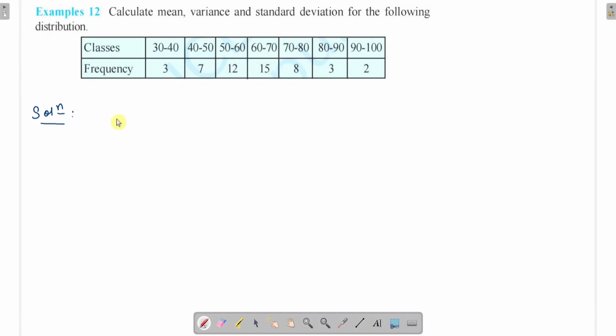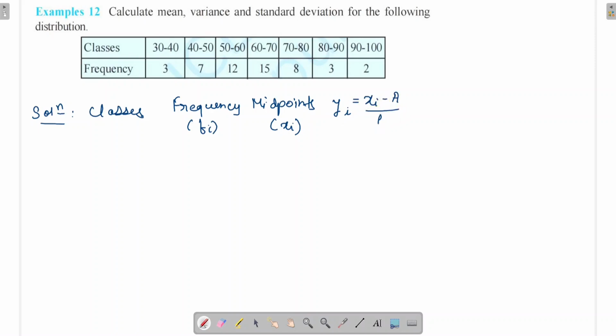Solution: let us make the table here. The first entry in the table will be classes, then we have frequency, which is called fi, then midpoints, which are called xi. Then there is yi, which is nothing but xi minus capital A divided by h. Then we have yi square, then fi yi and fi yi square.